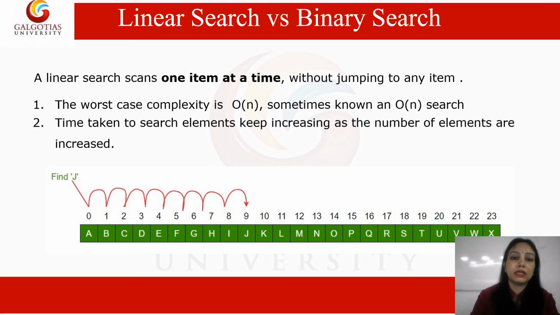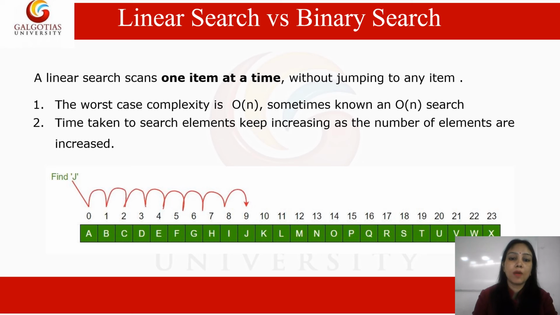So now let's compare linear search versus binary search. Linear search scans one item at a time without jumping to any item, right? As I told you, the condition for binary search is that your list should be sorted, a necessary condition. Otherwise, first you have to apply some sorting algorithm to sort your list, and only then can you apply binary search on that particular list.